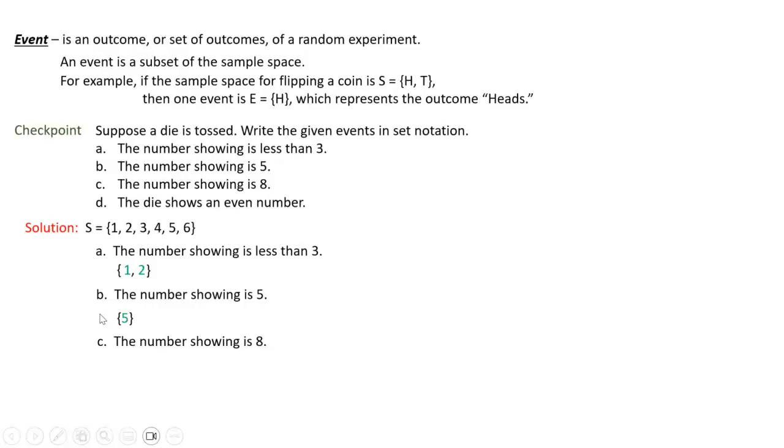For C part, the number showing is 8. The set will be an empty set, or the set with nothing in there. Why? Because there's no 8 in the sample space. For D part, the number showing is even. Okay, the even numbers between 1 and 6 are going to be 2, 4, and 6. That's my event.